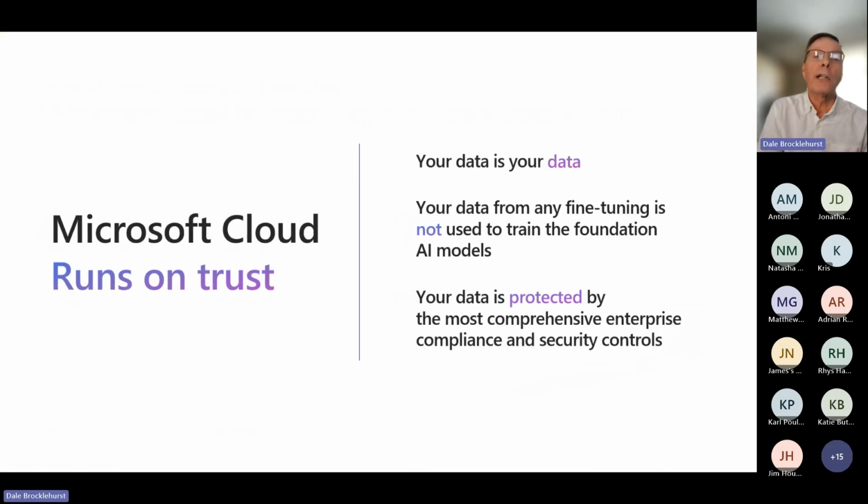Now, it's important to understand that the Microsoft Cloud runs on trust, and trust has been a fundamental promise that Microsoft have built into the cloud since the very beginning. And there are basically 3 fundamental promises that Microsoft make to you. First, your data is your data. It's not Microsoft's data, it's your data. That means it's yours to own and control, and you choose how you want to use it.